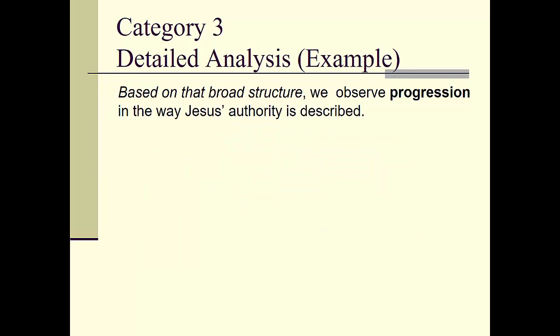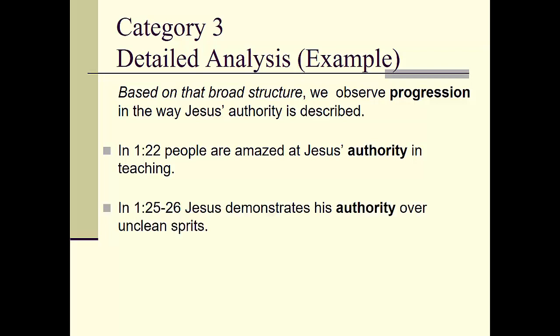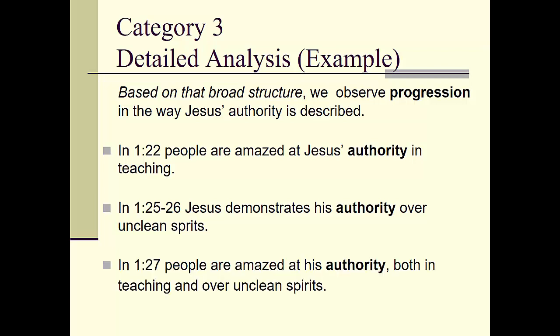So, informed by that broad structure, this observation arises after we have seen this, in this case, a continuity, a recurring feature. Actually, instead of continuity, progression is what we're calling this, which is a little more informative than just continuity. Continuity says basically the same things happening over and over. Progression means it's growing, it's moving somewhere. So in the first observation, chapter 1, verse 22, Jesus' authority causes people to register amazement. The second instance, authority demonstrated over unclean spirits.